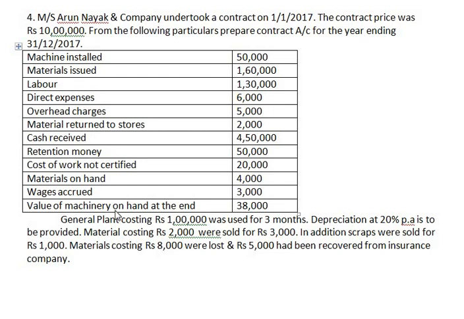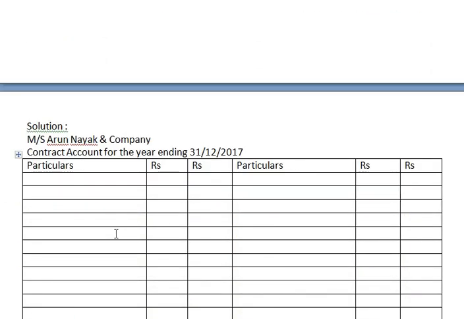Okay. So next line, write down Messrs. Arun Nayak and Company. The next line, contract account for the year ending 31st December 2017. The account you need to prepare has particulars and two amount columns, again particulars and two amount columns, debit as well as credit.